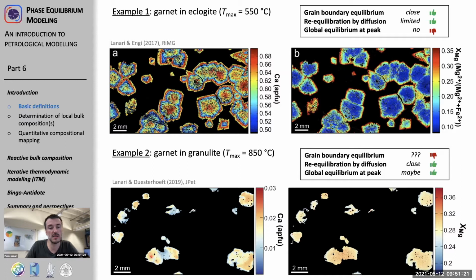And what you can see is that in this example, the garnet composition is quite homogeneous. There are some minor variations, but those are really minor. So we can't really say if a grain-boundary equilibrium model was at play during prograde metamorphism. For sure, we had reequilibration by diffusion, so we are probably close to completely reequilibrating the garnet composition. And it means that we might have a global equilibrium at the scale of the sample at the peak conditions. So we might be able to use the bulk rock composition to model this sample.